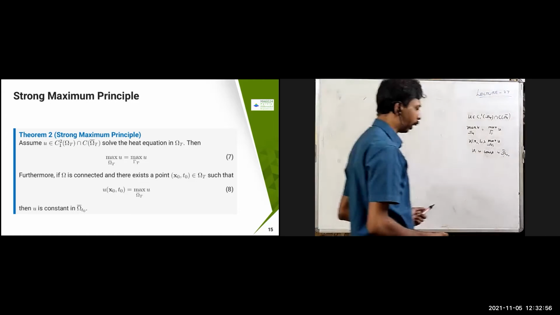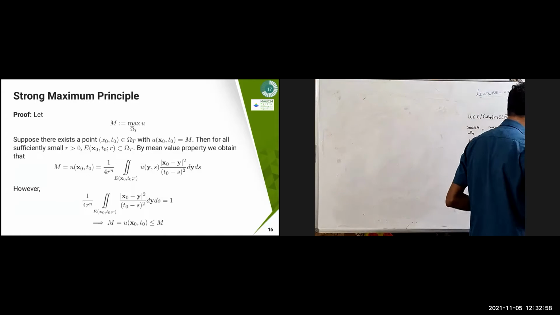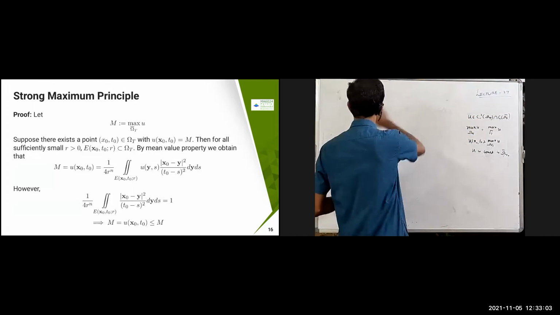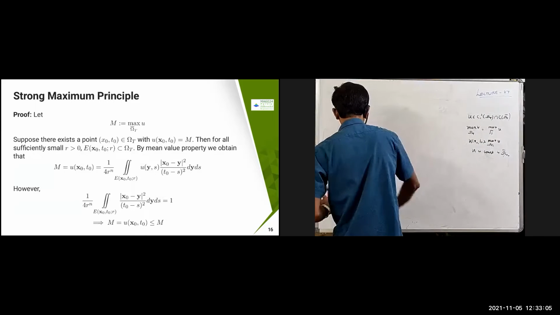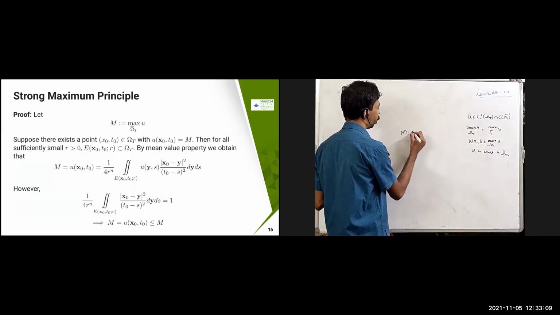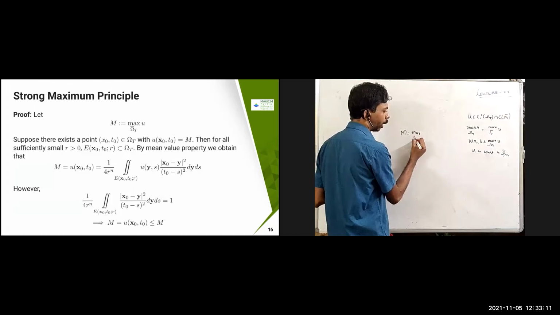So let us prove this one. Again, a similar kind of thing. What we discussed in the Laplace equation is almost similar logic here also. So we define capital M equal to the maximum of omega t bar u.